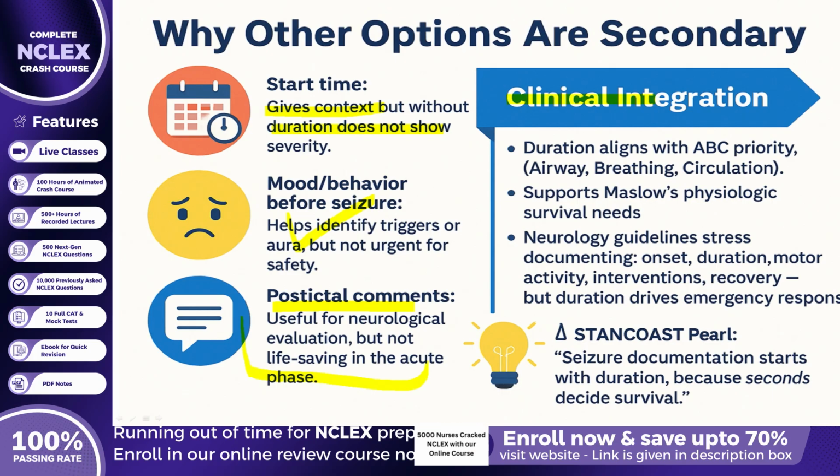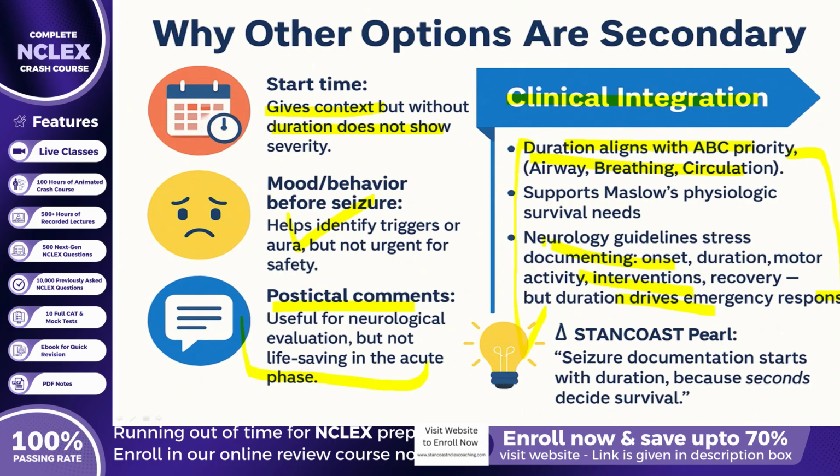From a clinical integration perspective, the seizure duration directly aligns with the ABC framework, airway, breathing, circulation, as well as Maslow's physiologic needs. Since prolonged seizures elevate aspiration risk, threaten oxygenation, and may progress to cardiac complications. Evidence-based neurology guidelines consistently stress documenting onset, duration, motor characteristics, interventions, and recovery, with duration being the strongest predictor of whether escalation is required. In terms of safety, accurate timekeeping of seizure activity allows nurses and providers to distinguish between a self-limiting seizure versus one demanding emergency action.